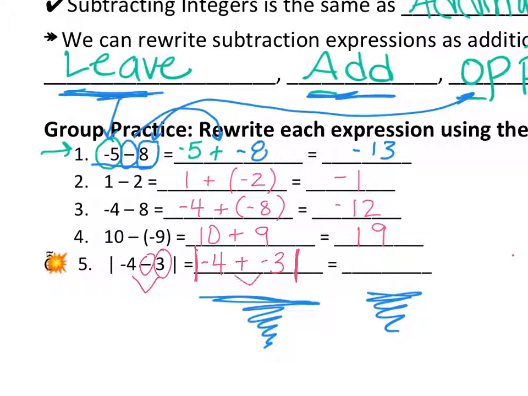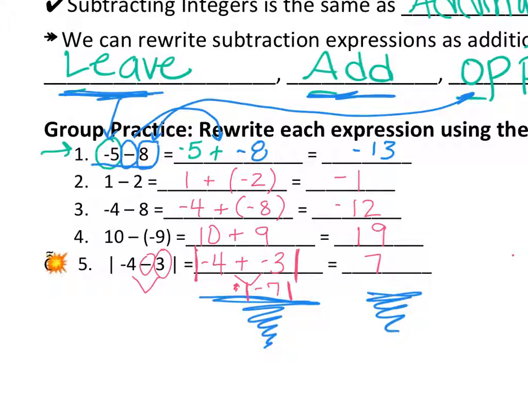So then we solve that. -4 plus -3 is -7. But it's the absolute value of -7. And remember, the absolute value is the distance from 0 on a number line. So the absolute value of -7 is +7. So the answer here is +7. And hopefully you guys got that right.